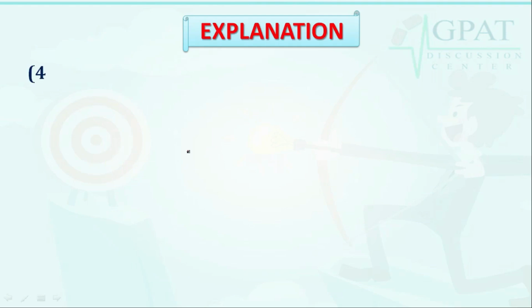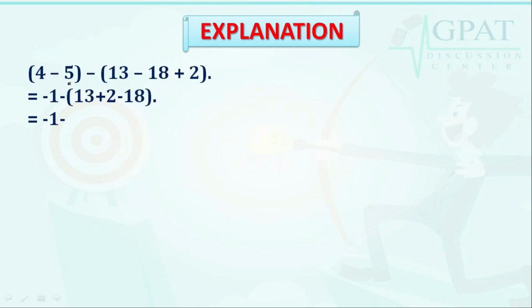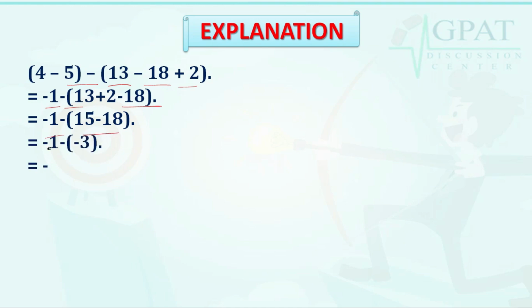So here you have the explanation: 4 minus 5 minus 13 plus 2 is minus 1 minus 13 plus 2 minus 18, in bracket minus 1 minus, in bracket 15 minus 18. So what will be the answer? That is minus 1 minus 3, so it's minus 1 and plus 3. So the answer will be 2 because 3 is the greater number, so the sign will be plus, so it will be plus 1.